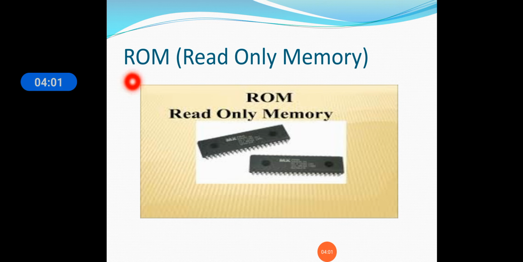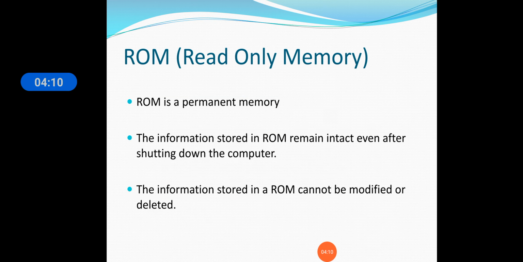Now next is ROM, read only memory. So you can see here the picture of the ROM, that is read only memory. ROM is a permanent memory. The information stored in ROM remains intact even after shutting down the computer. The information stored in a ROM cannot be modified or deleted. Now in this ROM, the information cannot be deleted. Means the information remains inside the ROM only, and after shutting down also the information remains there. It is not erased or cleared off, and the information cannot be modified or deleted in the ROM.